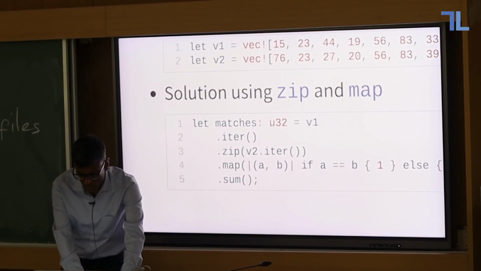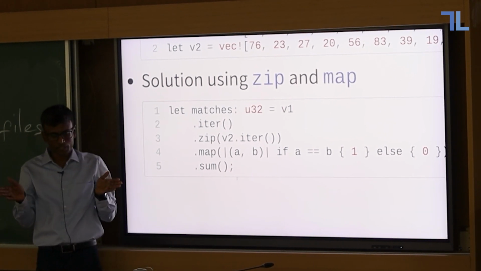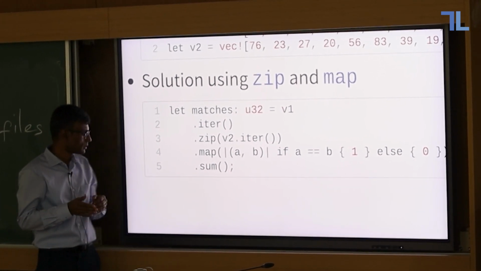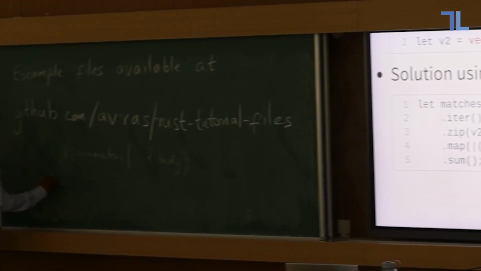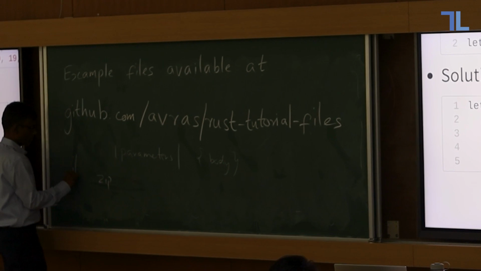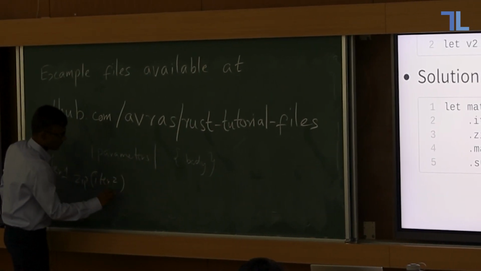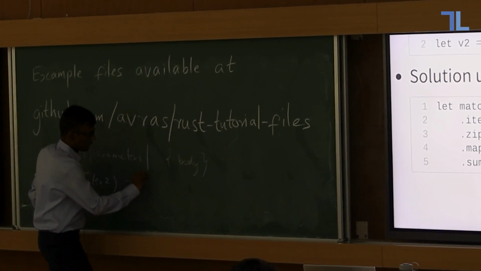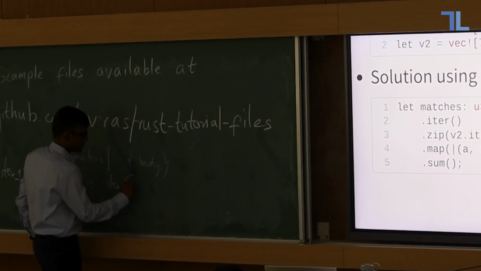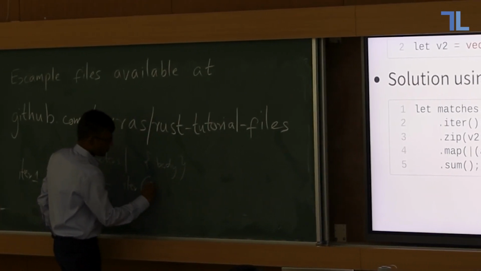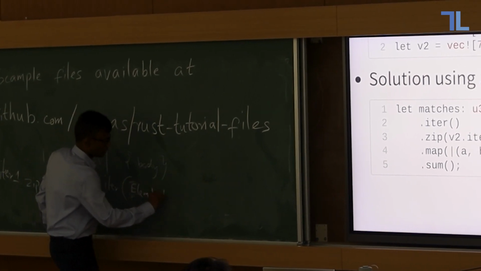So this uses some other helper function called zip. What zip does is that given two iterators, it will compute zip iter 1, zip iter 2, and give you an iterator of pairs of type 1, type 2: element 1, element 2.